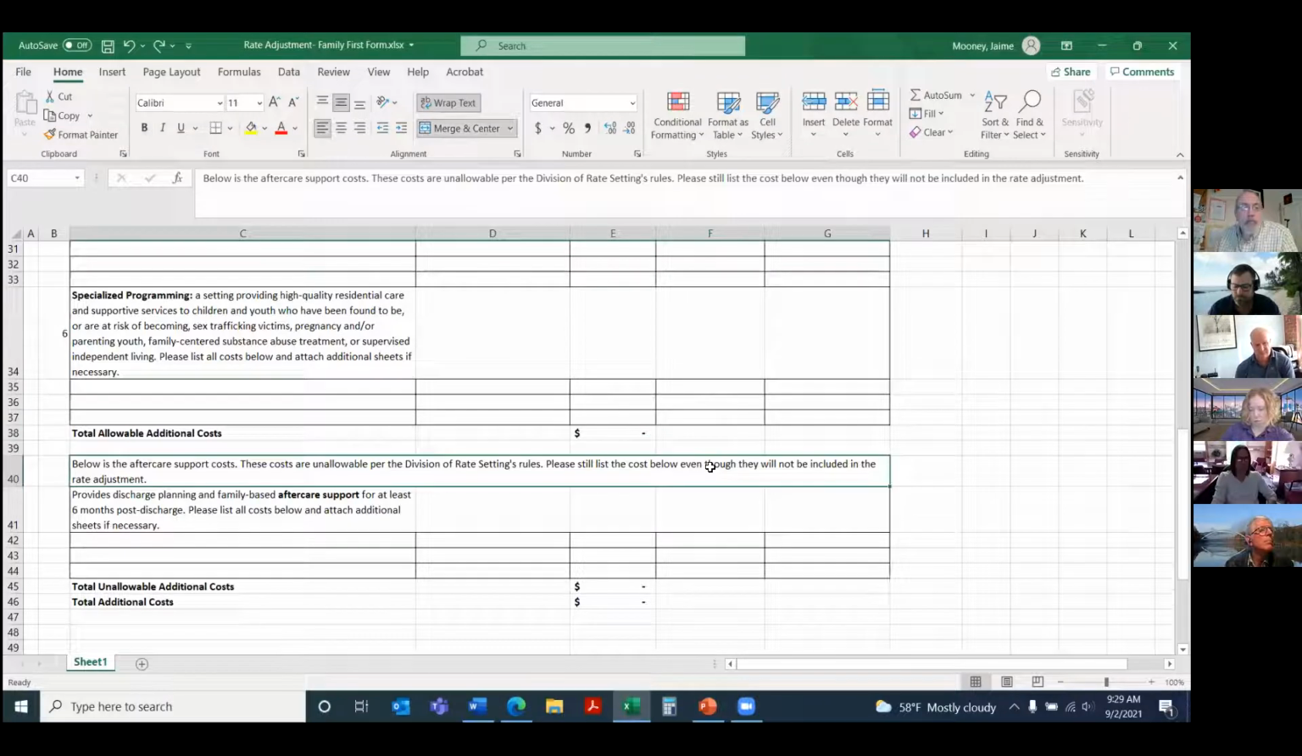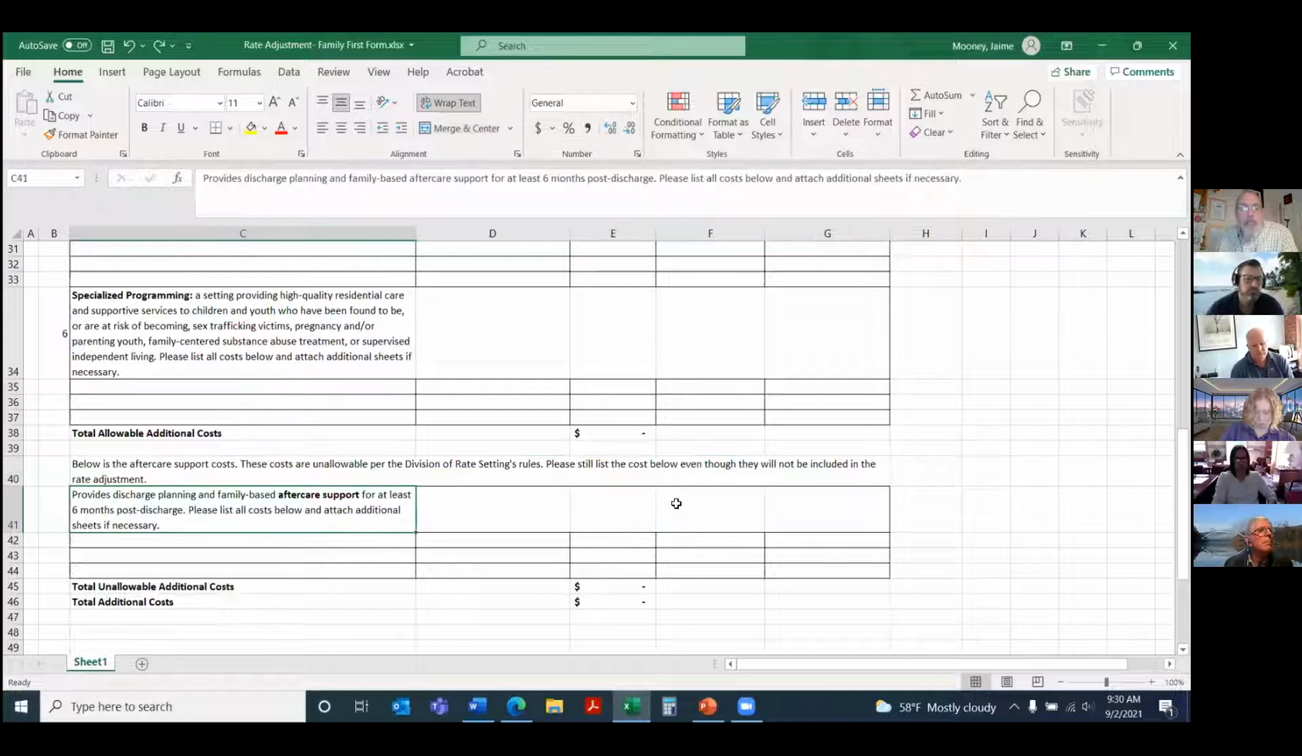And then the next section below is the aftercare support costs. These costs are unallowable per the Division of Rate Settings rules. So please list the costs below, even though they will not be included in the rate adjustment. I know that's trying to be figured out right now on how that will be reimbursed, but as of now, it is not in the Division of Rate Settings rules, but we do ask that you break it out so we are aware of the costs here.